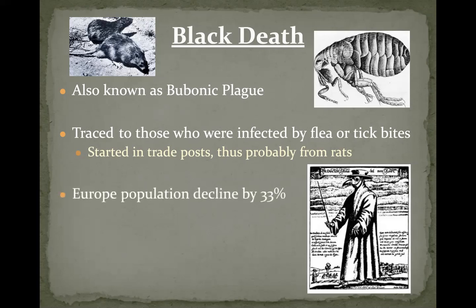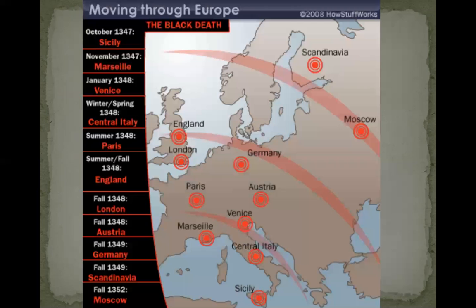And ultimately, the Black Death caused Europe's population to decline by 33%. So, thinking about this, 1 out of 3 of you would likely have died in this pandemic. Pretty morbid, pretty fatal, not a great time to be in Europe. And again, this shows a picture of how it spread throughout Europe. So, starting first in 1347 in Sicily.